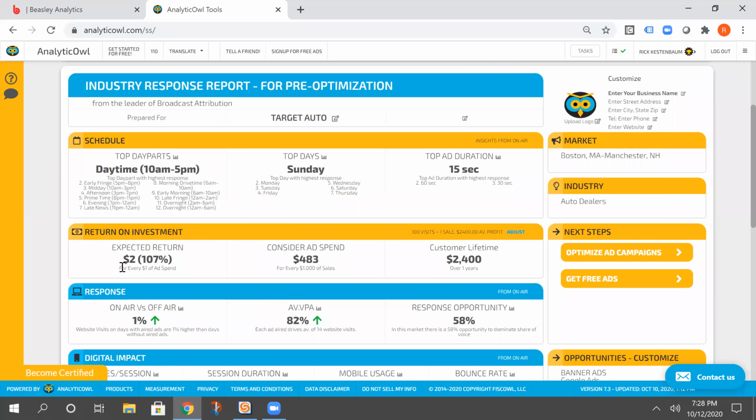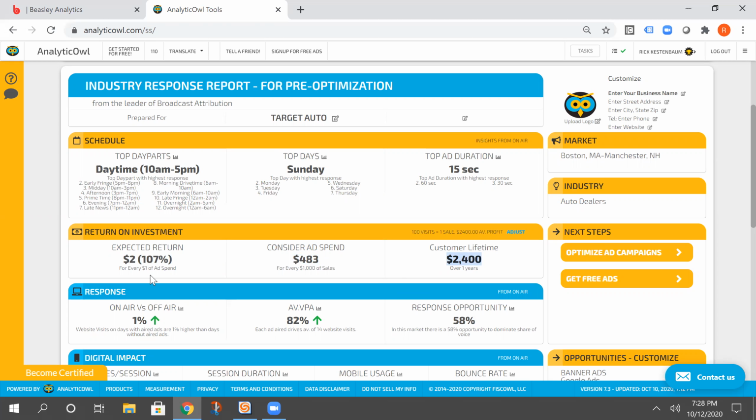And now you can show them that based on what we know about the response rate to broadcast spots, what we know about what they cost, what we know about how many visits they need to sell a car, and then what we know about what the result is in terms of profit to that dealer, we're able to come back and say, okay, using your data and our data, we can tell you for every $1 you spend, you can expect to double your money. Or flip it, for every $1,000 in sales you want to achieve, consider investing $483 to achieve that customer lifetime value as defined right now of $2,400.